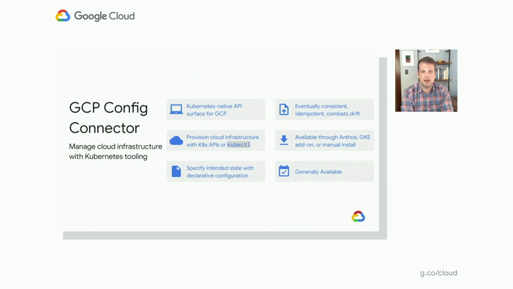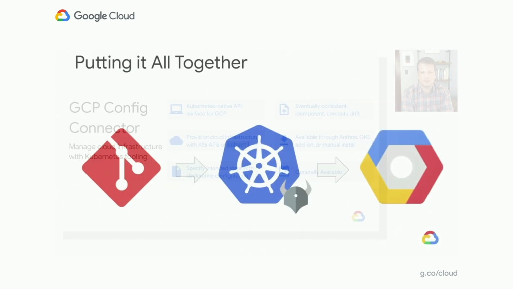That means you've got a native API service for GCP, and you can specify the resources that underlie your applications, whether that's a database or a storage bucket, in declarative configuration. And that configuration will be continuously reconciled against the cloud and guarded against drift. This is available now, and it is included as part of Anthos Config Management.